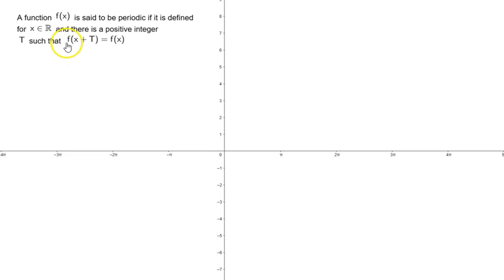Let us look at Fourier series in more detail. A function f of x is said to be periodic if it is defined for x in real numbers and there is a positive integer t such that f of x plus t is equal to f of x. So what does that mean?